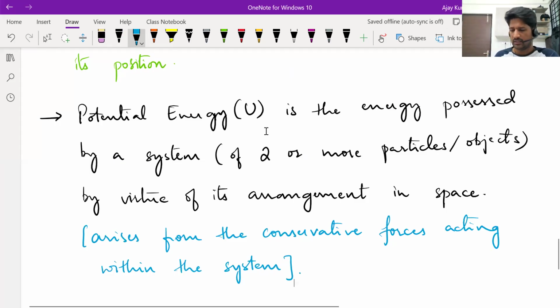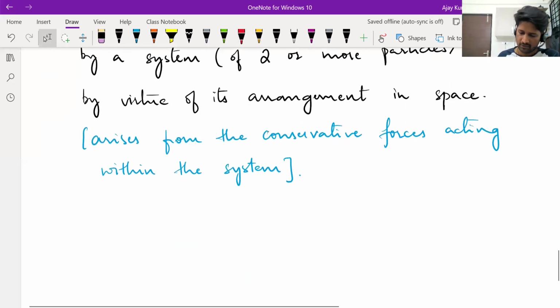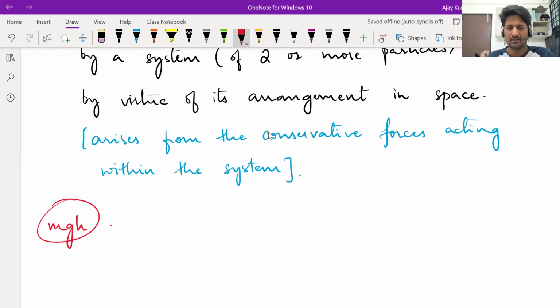Let us discuss this. Now you all must have heard this formula mgh. You all must have come across this formula mgh. Any idea where you might have come across this, or where you might have used this, or what this is? You never used this formula, potential energy mgh.